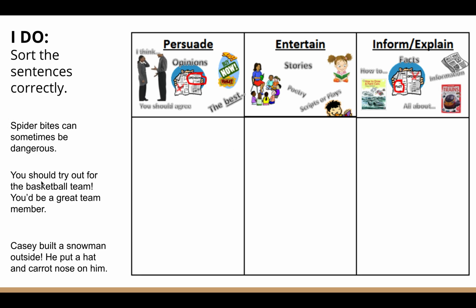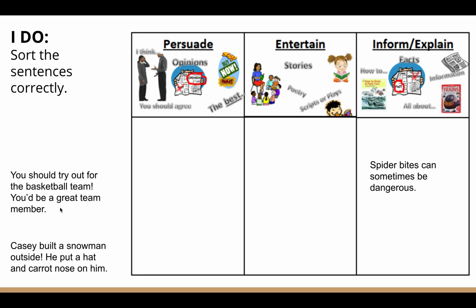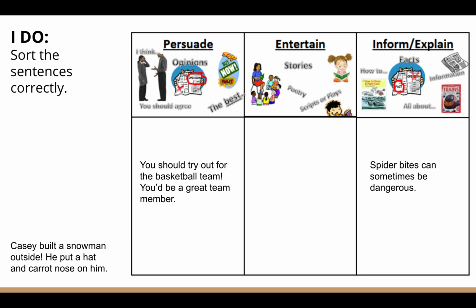I'm going to sort these short stories based on the author's purpose: persuade, inform, or entertain. The first one says, spider bites can sometimes be dangerous. Again, I feel like this is presenting me with facts. So the best option here is inform. The author's trying to teach me something here about spider bites. Next, you should try out for the basketball team. You'd be a great team member. First thing I notice is that word "should" again. Anytime you see that, most likely the author is trying to persuade you. Here, the author is trying to persuade me to try out for the basketball team, and they gave a reason why.